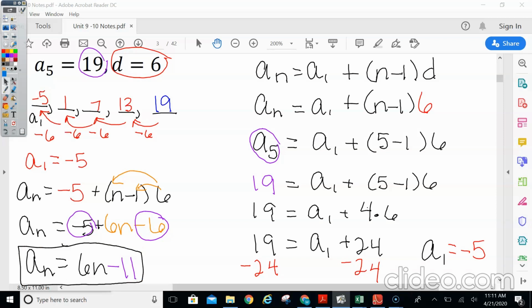So again, these are arithmetic because you're adding. Geometric's going to be the same, except you're going to be multiplying the sequence. But we're going to do all the same type of things.